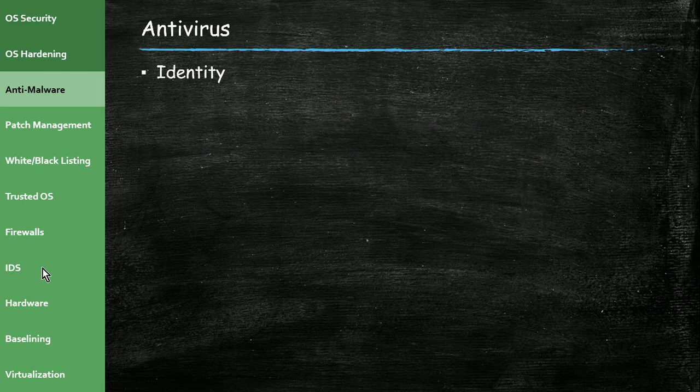So antivirus is the first type of anti-malware. There's a couple different ways to identify a virus, or really worms, viruses, all the different types of malware that we discussed previously in the course.